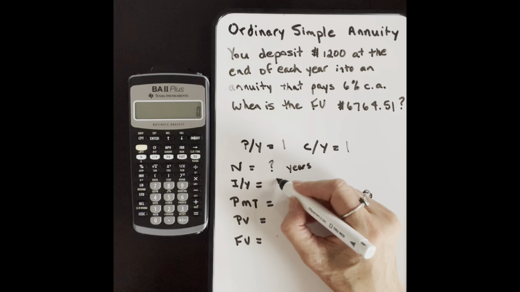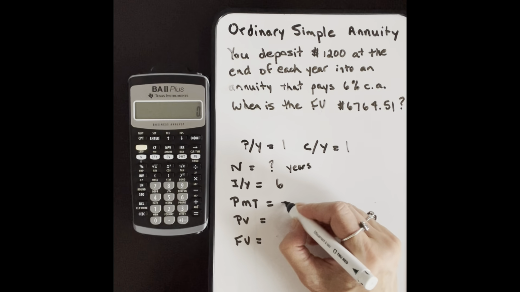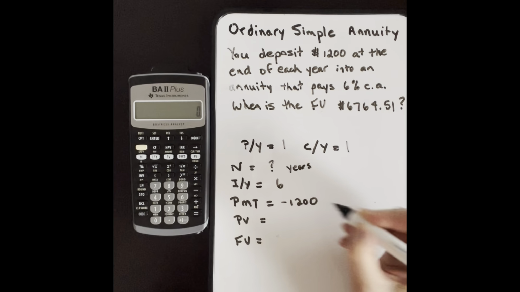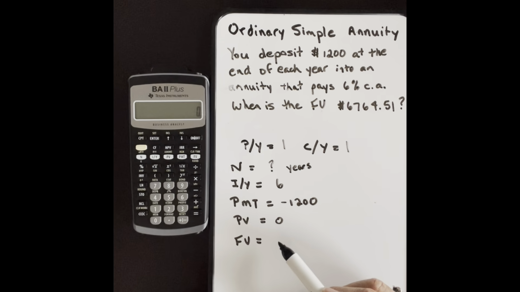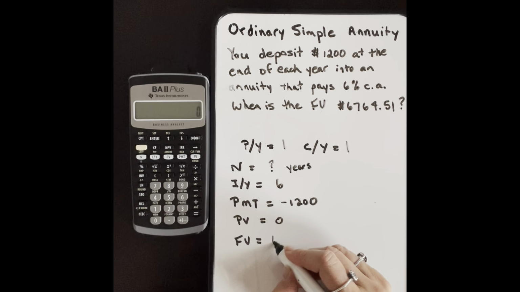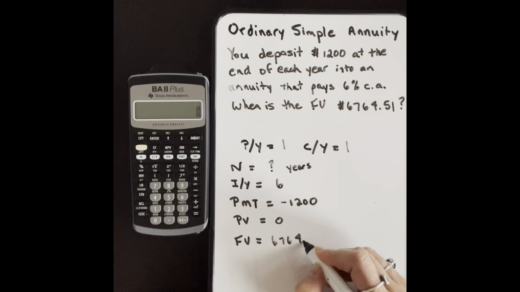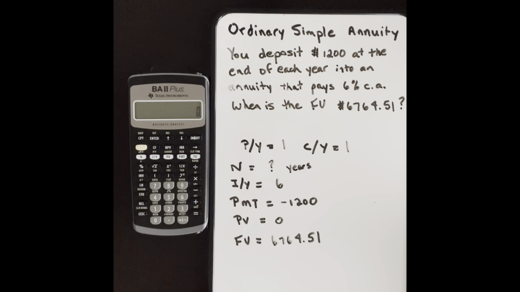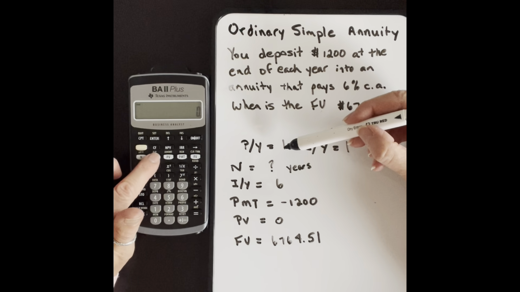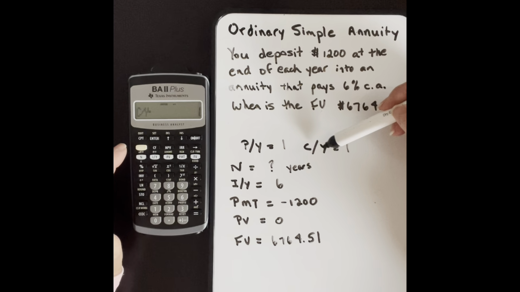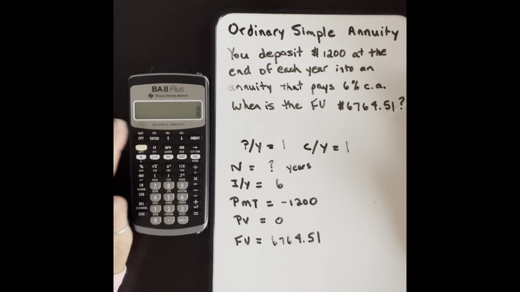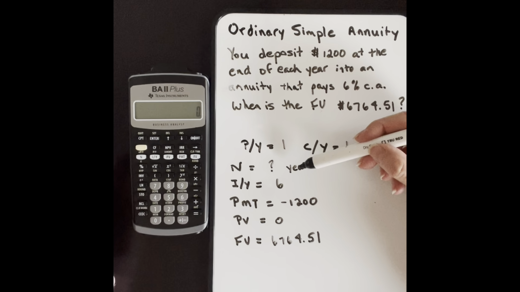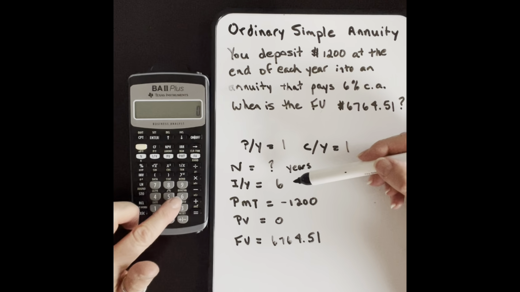Interest rate is 6%. Payment amount is negative 1,200. Present value is 0. And future value is $6,764.51. So let's start. Payment per year is 1. Compound period per year is 1. We're good. Quit. Now, N we don't know. So let's enter our interest rate as 6.